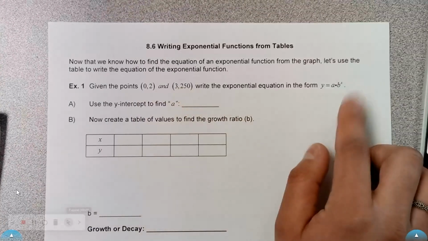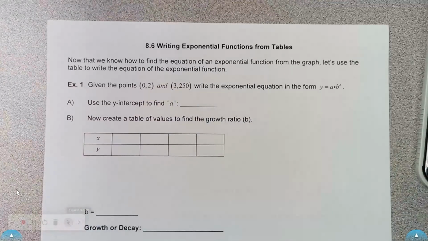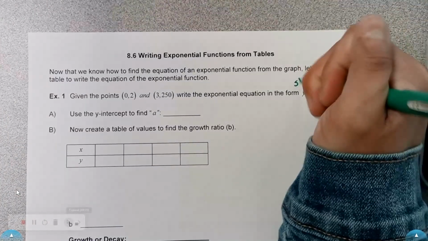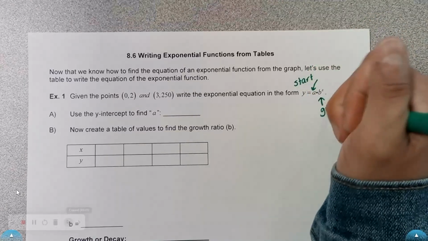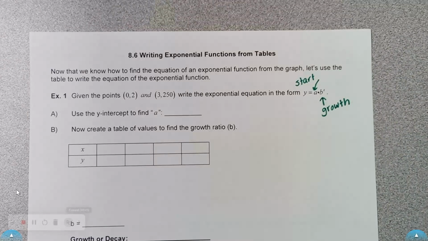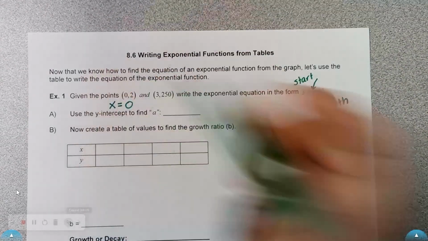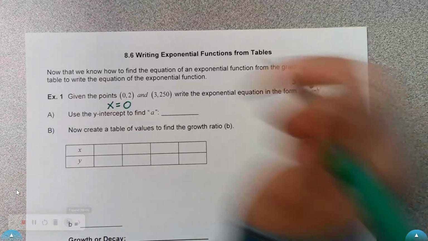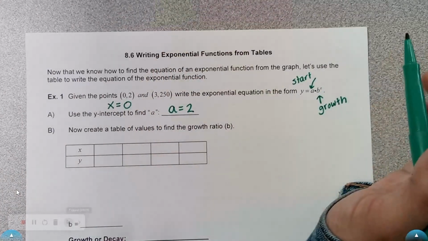And remember, keep in mind, this is our standard form of an exponential equation. So A, keep in mind, is your start, and B is what we call your growth. Okay, your A is where x is 0. So to find the y-intercept, it's always where x is 0. And so we have that point given to us. That's that 0, 2. And so then my A is going to be 2.